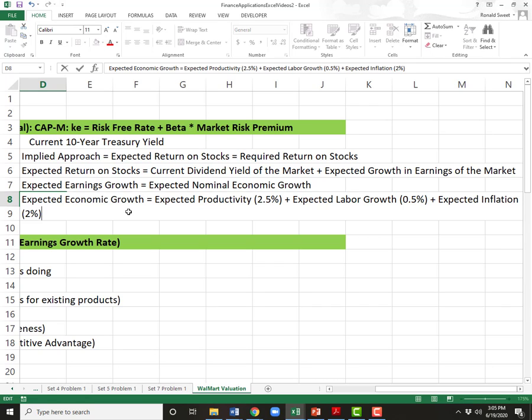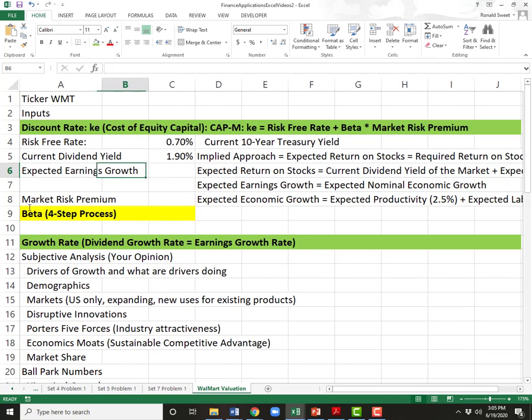But if you take that 2.5% plus 0.5%, that gives you 3% real economic growth, plus 2% inflation, that gives you 5% expected earnings growth. That's the economy, but I'm going to assume corporate earnings grow about that speed. And in class, I'll show you a chart that really supports that corporate earnings in the U.S. grow about the same speed as our economy.